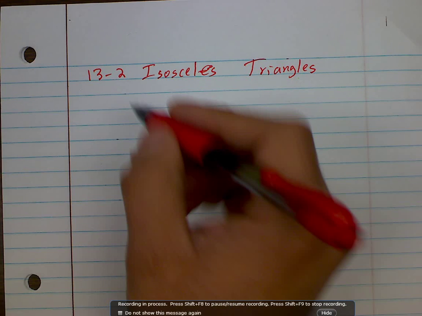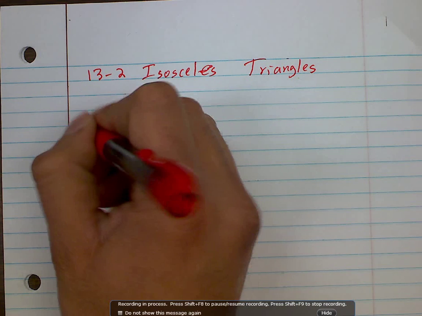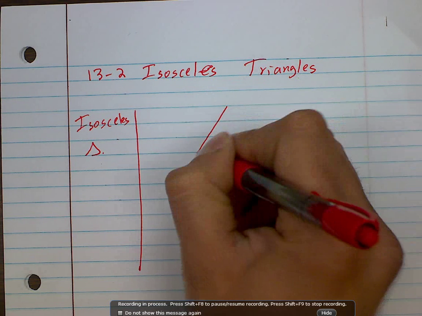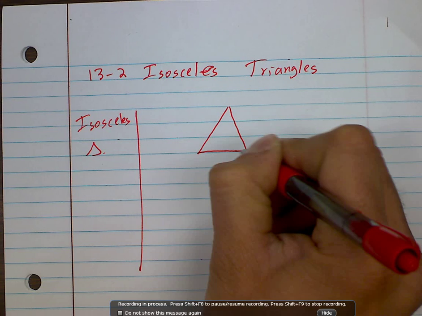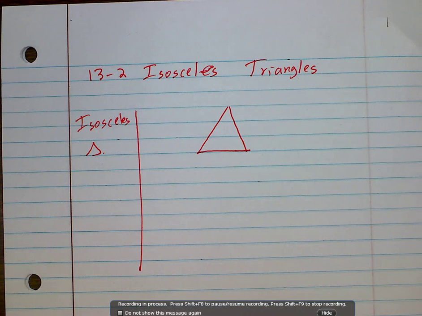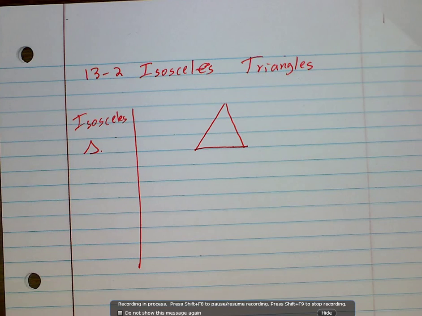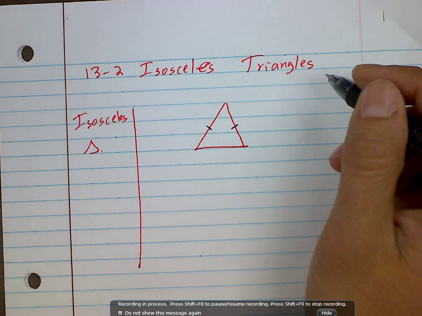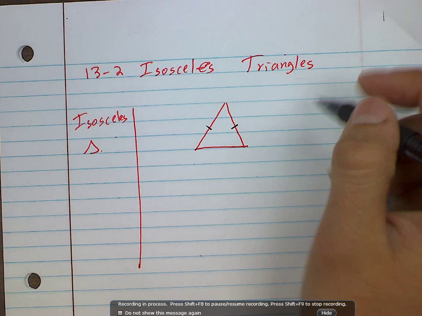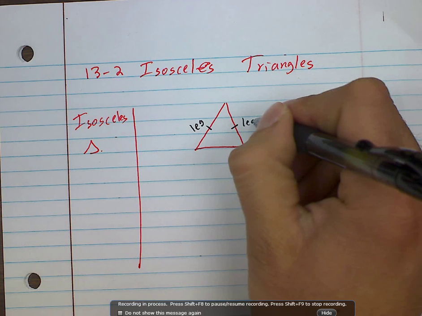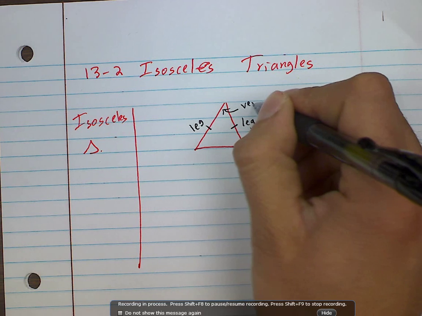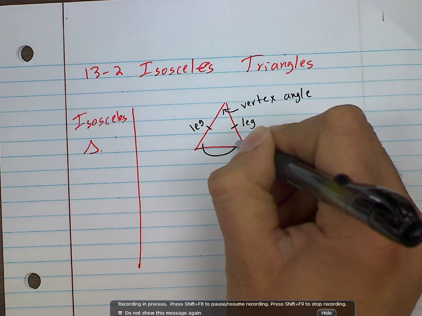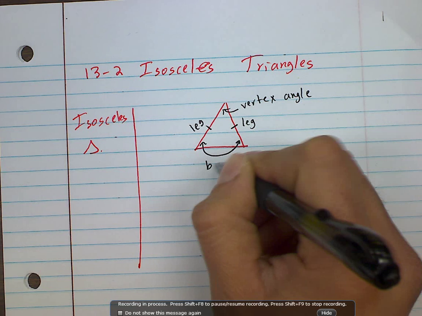So what is an isosceles triangle? Well, it looks like this, right? Most of you have seen this in elementary. Isosceles triangles have two legs that are congruent. This is called a leg, that's another leg. This angle right here is called the vertex angle, and these two angles right here are called base angles.